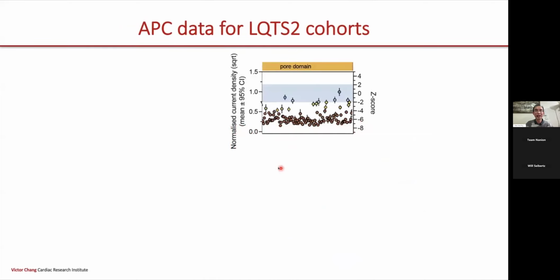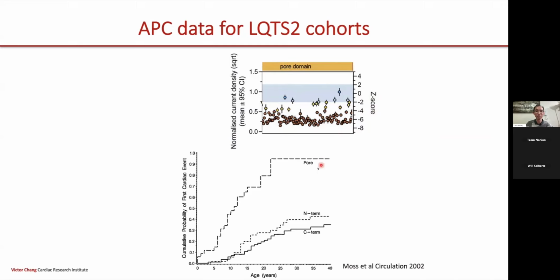And in this project, I have generated 533 missense variants from long QT2 cohorts around the world. And here I just show the pore domain variants first. And the blue region is the normal function range that I determined before using the Z-score system. And the blue variants here mean they are severe loss of function. And this is not new because we know, as published by Arthur 23 years ago, if you have a pore variant in KCNH2, you're going to have a higher risk compared to the N or C terminus.